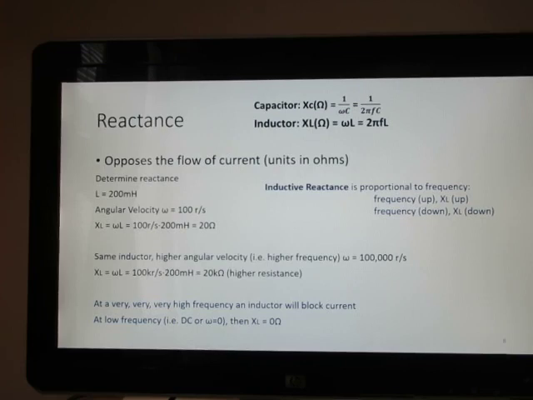So notice that reactance can be either inductive reactance, X sub L, or capacitive reactance, X sub C. The units of measure for X sub L and X sub C is ohms, and it will oppose the flow of charge in an AC system. And we can use Ohm's law when we get that value of ohms. Let's get some experience computing reactance. Let's go through some examples of X sub L here.